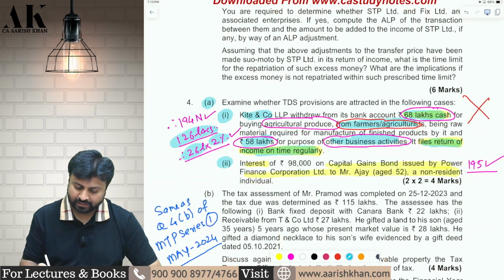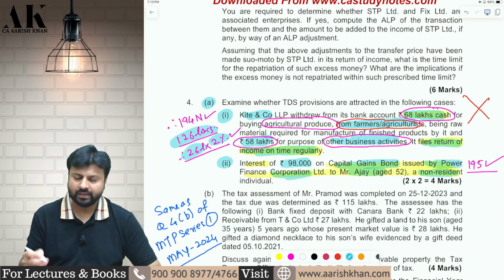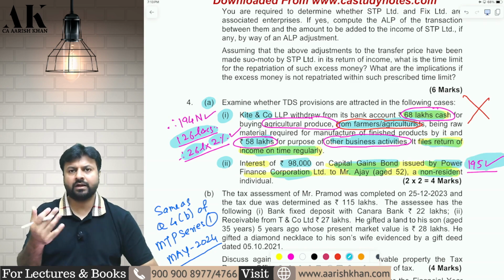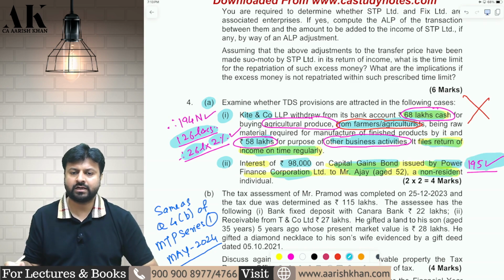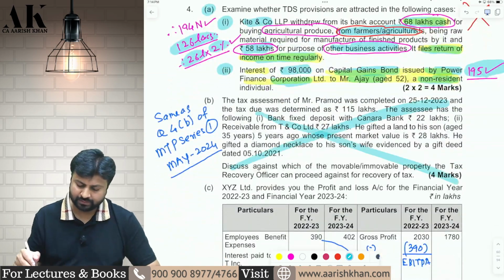Okay. Next one. If you are paying some interest of 98,000 rupees on capital bond issued by the Power Finance Corporation to Mr. Ajay, a non-resident, yes, you will deduct TDS under 195. Under 195 for a non-resident. Now this question is a repetitive question.